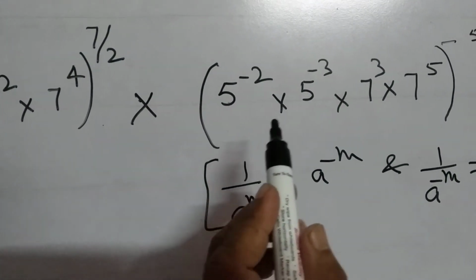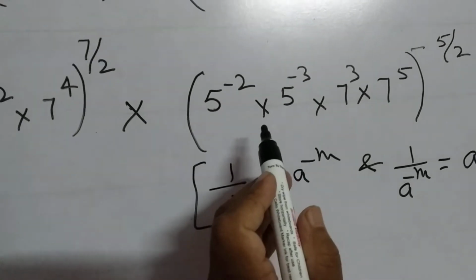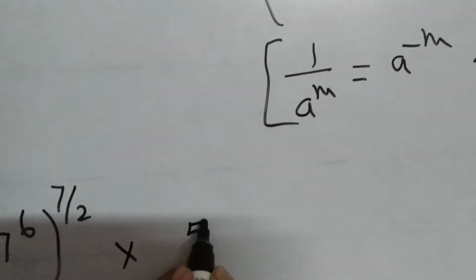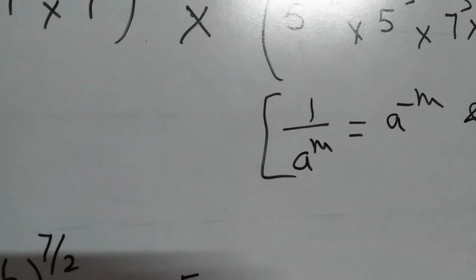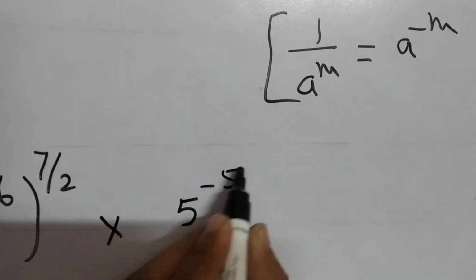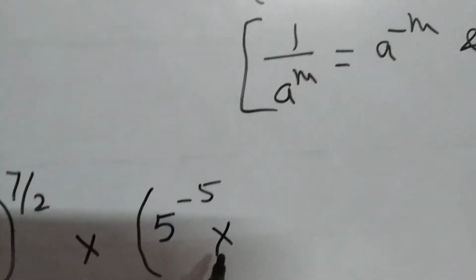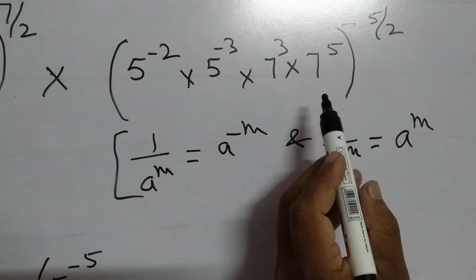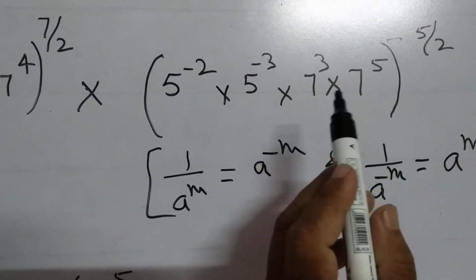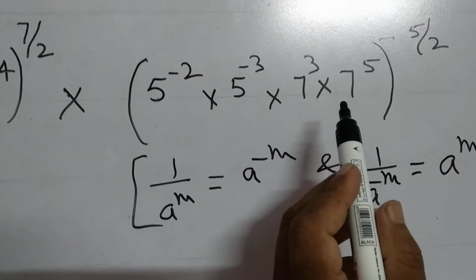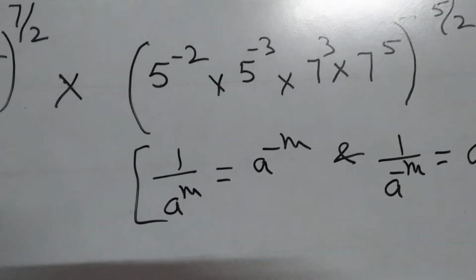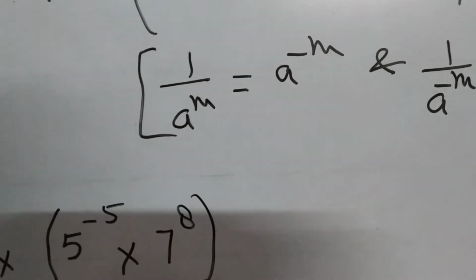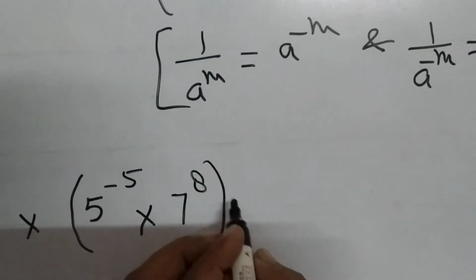a raised to power m into a raised to power n is equal to a raised to power m plus n. 5 raised to power minus 5 into... a raised to power m into a raised to power n is equal to a raised to power m plus n. 7 cube into 7 raised to power 5 is equal to 7 raised to power 8, whole raised to power minus 5 by 2.